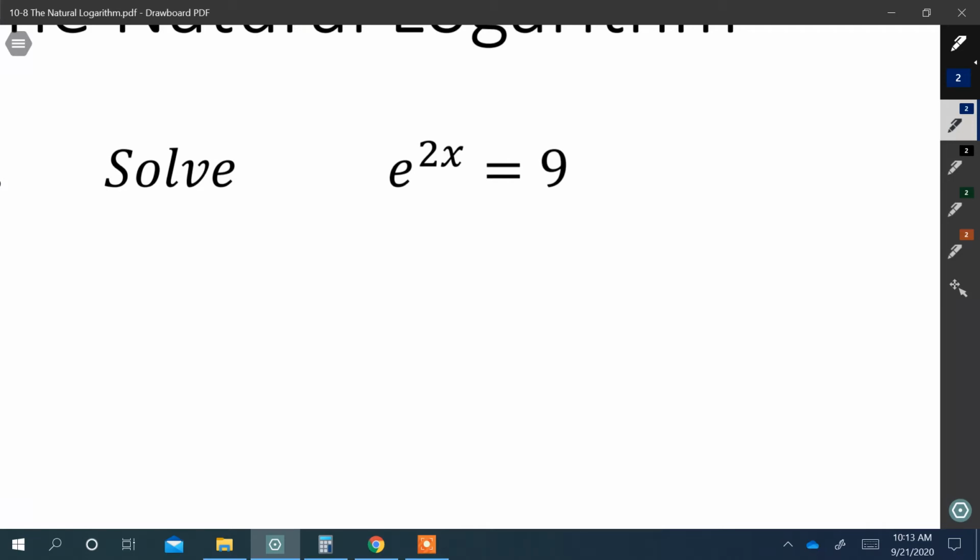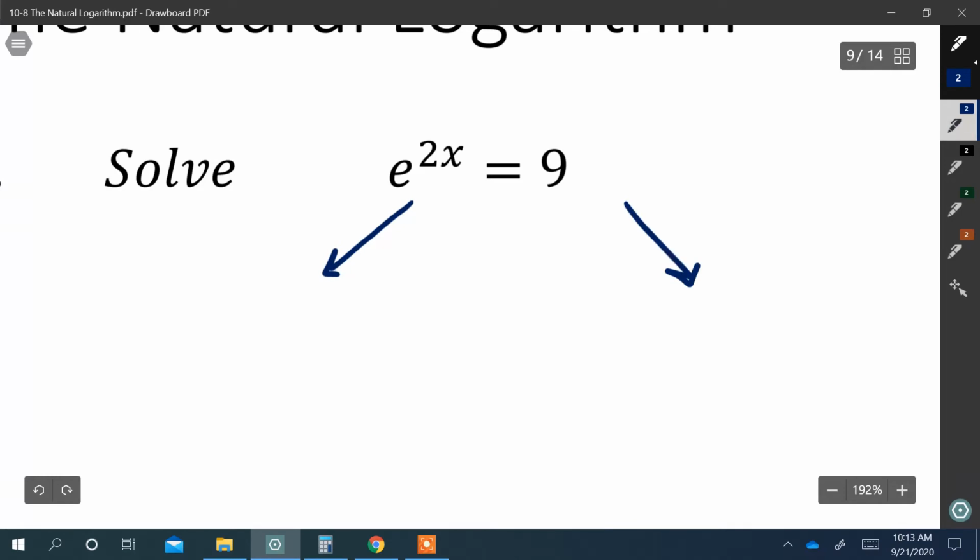There are two ways we can do this. One way is by translating it, and the other way is by taking the natural log on both sides. Both answers are equivalent, the same. So I'll do it both ways, method 1 and method 2.